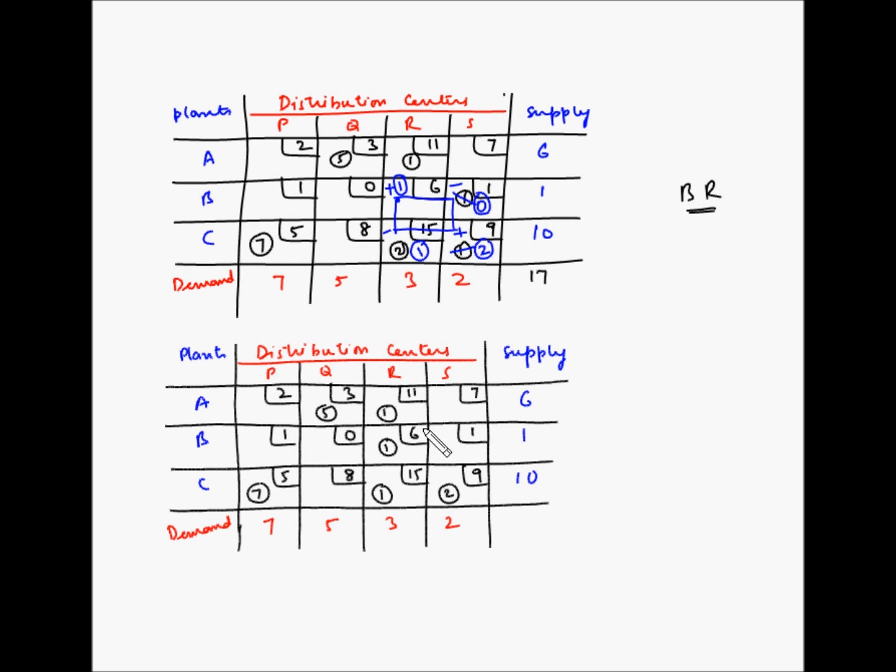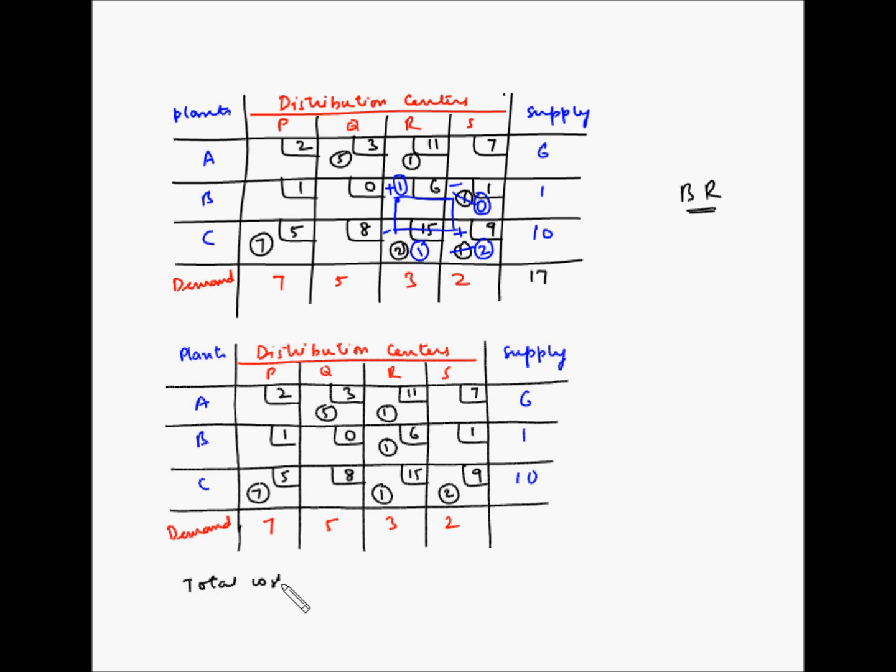So this is the new transportation table that we have achieved after making changes to allocations here. So as you would note, BR now has 1 unit allocated to it. BS has 0 units. CS has 2 units. And CR has 1 unit. So this is our further improved solution.